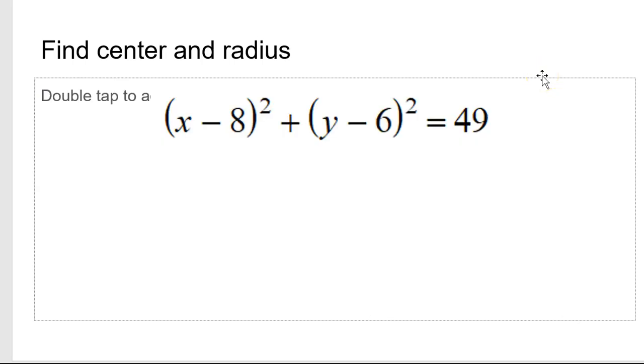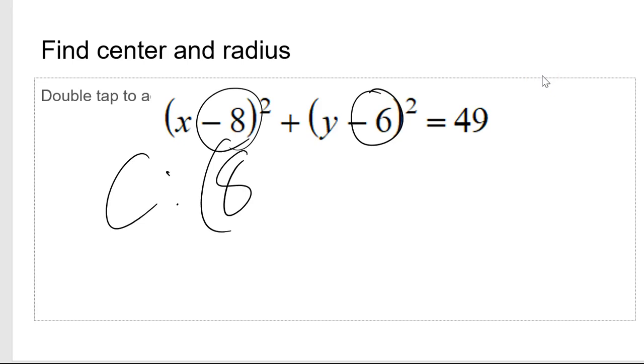Alright, so now we have parentheses. That means our center is no longer at 0, 0. We have to look right here. There's a negative 8 and negative 6. Your center is actually going to be the opposite. So if it's negative 8, it's positive 8. Negative 6, it's positive 6. So it's always opposite. And my radius is the square root of this number, which is 7.